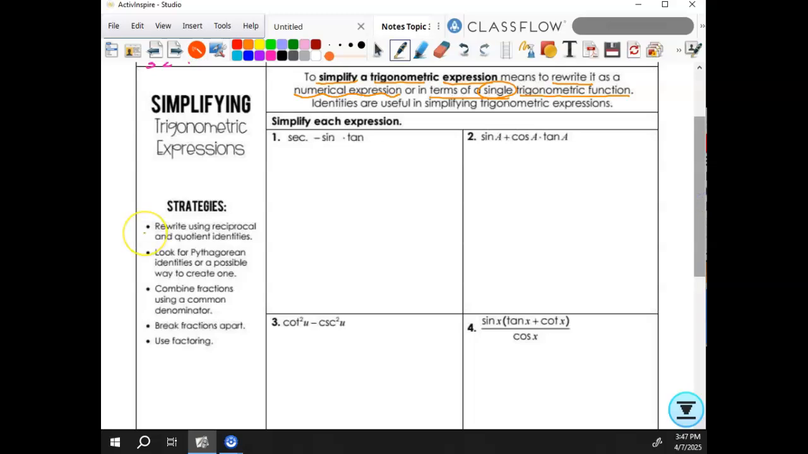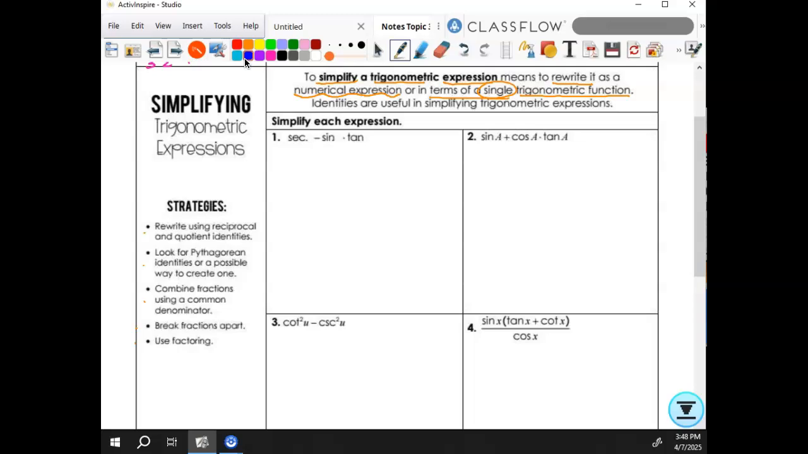Rewrite using reciprocal and quotient identities. That's what we did last week. Look for Pythagorean identities, or possible ways to create one. Do I have something squared? Maybe I'm going to use those. Maybe combine fractions using a common denominator, or maybe break fractions apart, or maybe I need to factor.